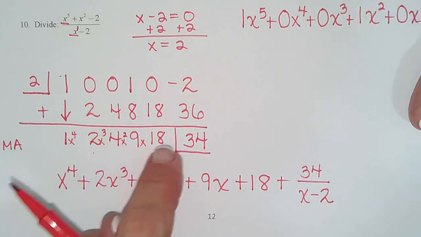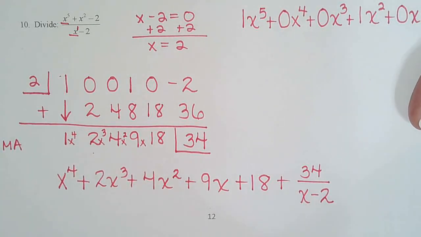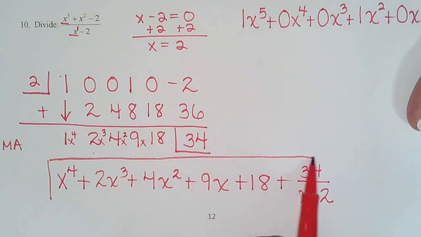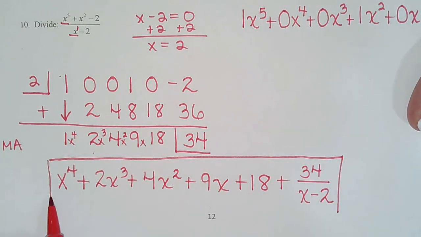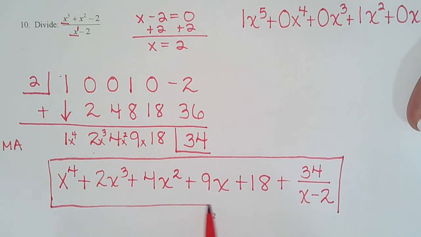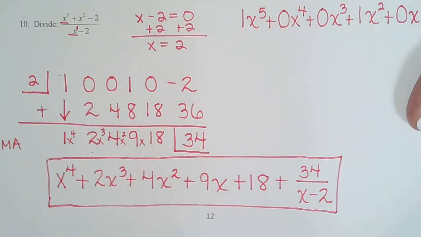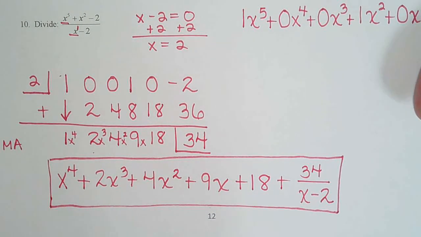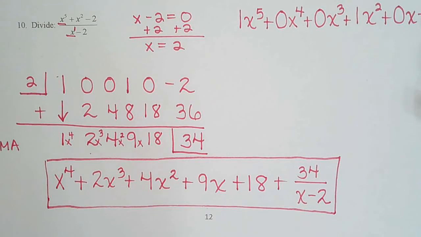3, 6, 9, 12. That would have been 15 steps using long division. Oh my, I would not want to be doing that one. Probably you neither, right? So there we go. That was our division section, long division and synthetic division.